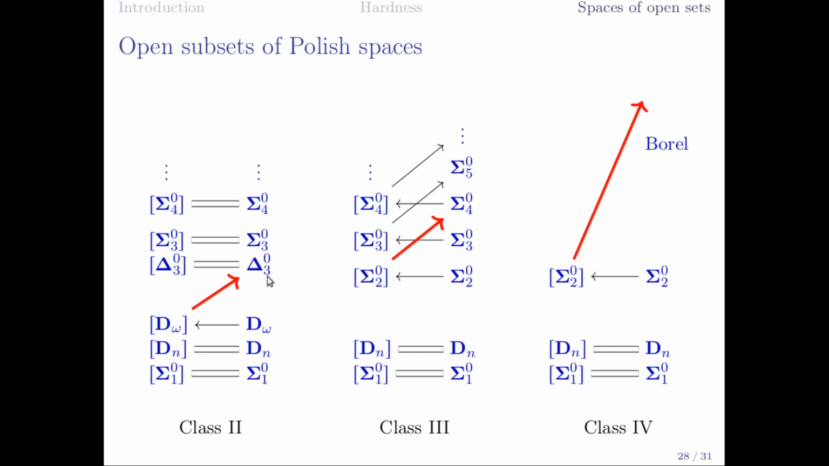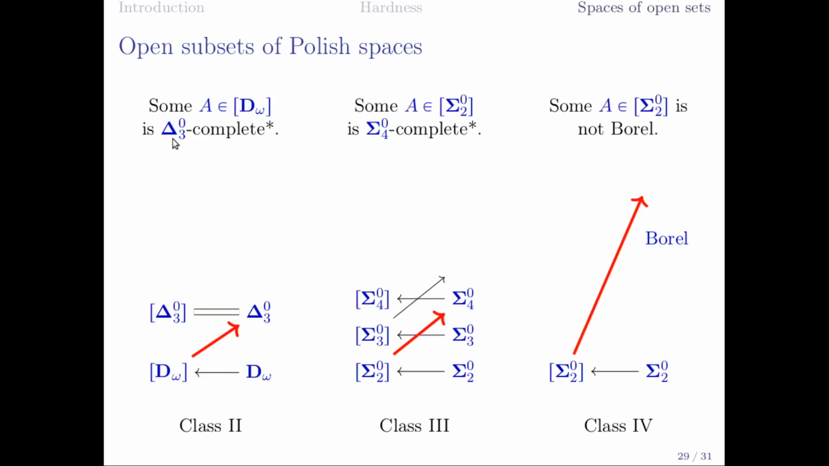So yeah, here maybe the most important things to look at are these red arrows, which can be phrased this way. So here there is a set with symbolic complexity d omega, which is delta 3 complete star. Okay, so it's delta 3 and not below in terms of topology. And we see that we need to use this notion of hard star to capture the topological complexity. And all of them can be phrased this way, and there we have a set with symbolic complexity sigma 2, which is not Borel.